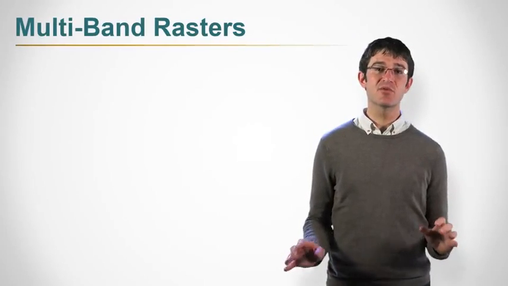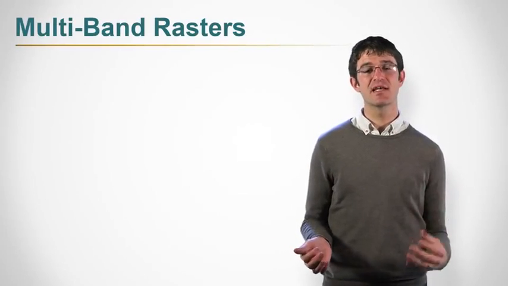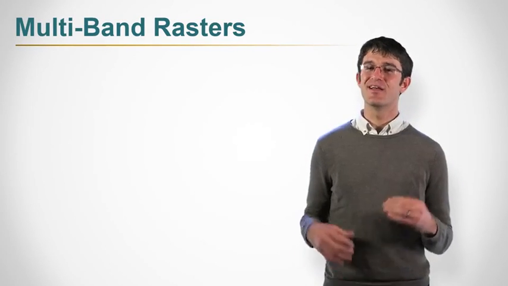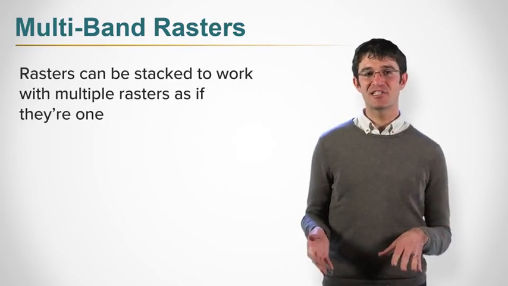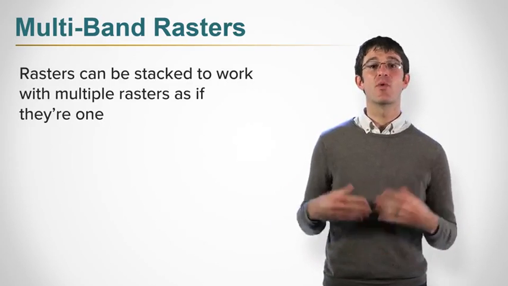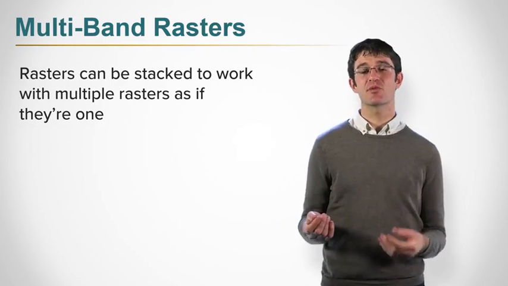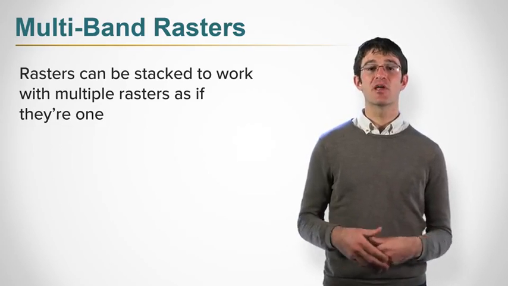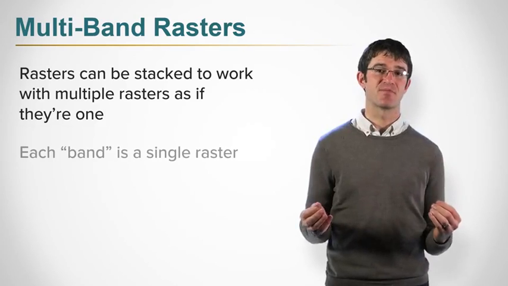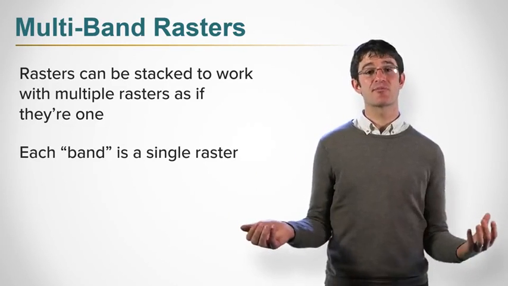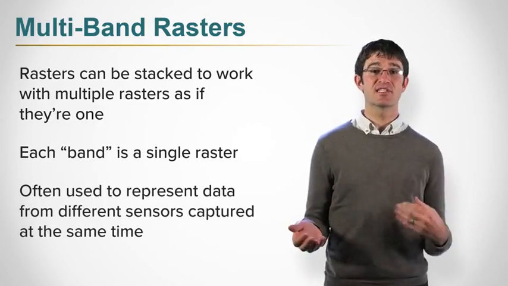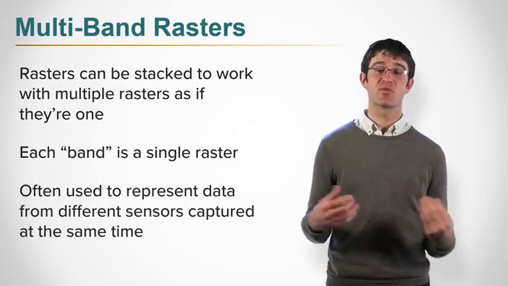Now, the last thing we'll discuss as far as raster concepts go is this assumption I've given you that rasters have only one value per cell. This is true, but if we stack rasters in the same projection and the same cell sizes into a single file, we can work with them as if they're a single raster with multiple values per cell. We call these multi-band rasters, and each band is effectively a single raster. We use these most commonly to represent data from different sensors captured at the same time, so that when the cells align, we can access whichever sensor we need.